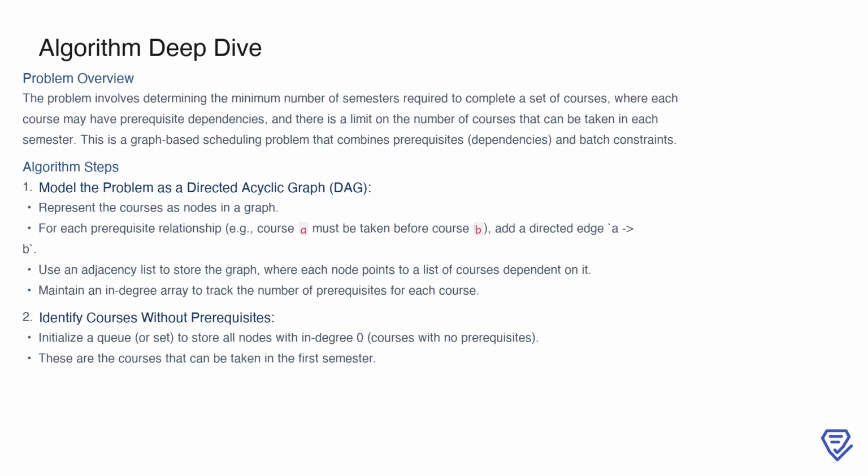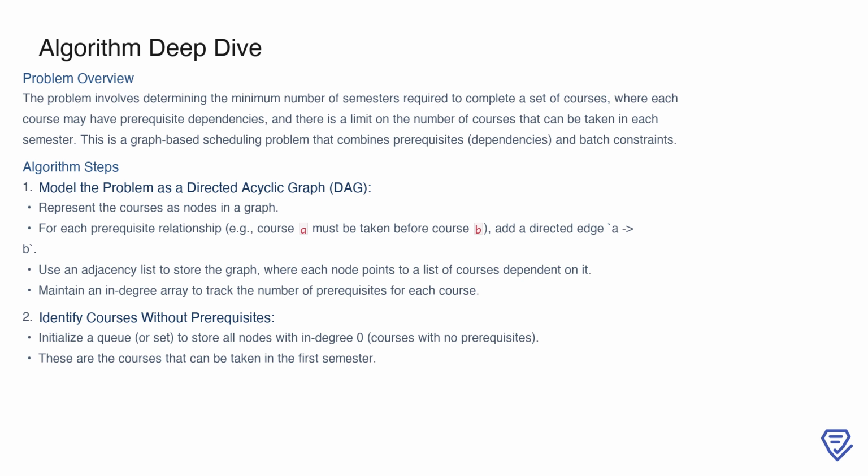This problem revolves around scheduling courses under specific constraints. Imagine you have a set of courses to complete, but some courses have prerequisites, meaning you can't take certain courses until others are finished. Additionally, there's a limit on how many courses you can take in a single semester. This creates a graph-based scheduling problem where we need to decide the order of taking courses while minimizing the number of semesters required.